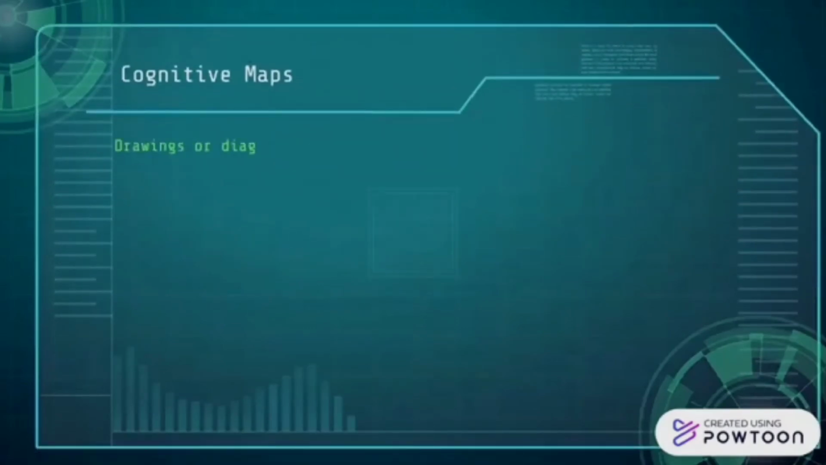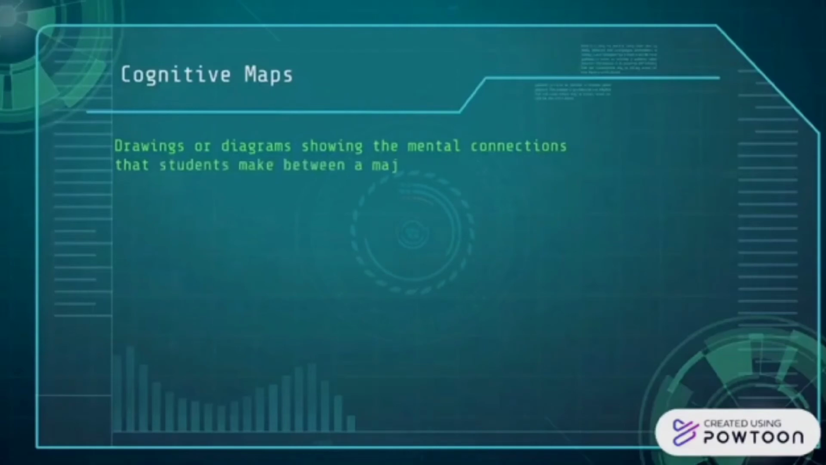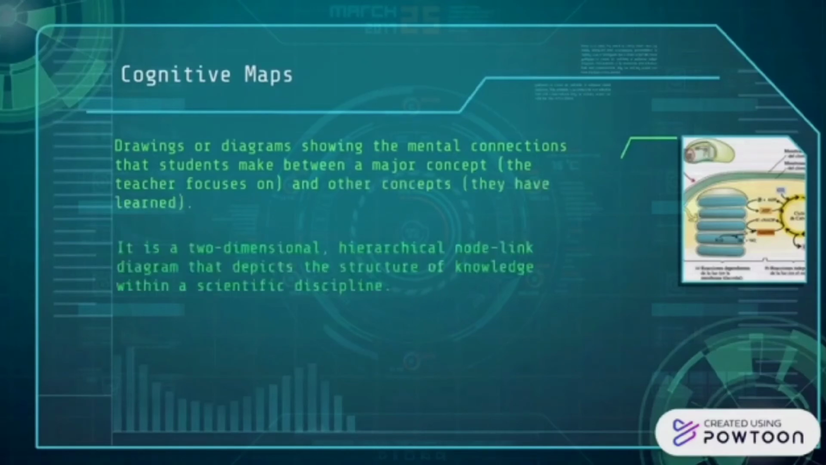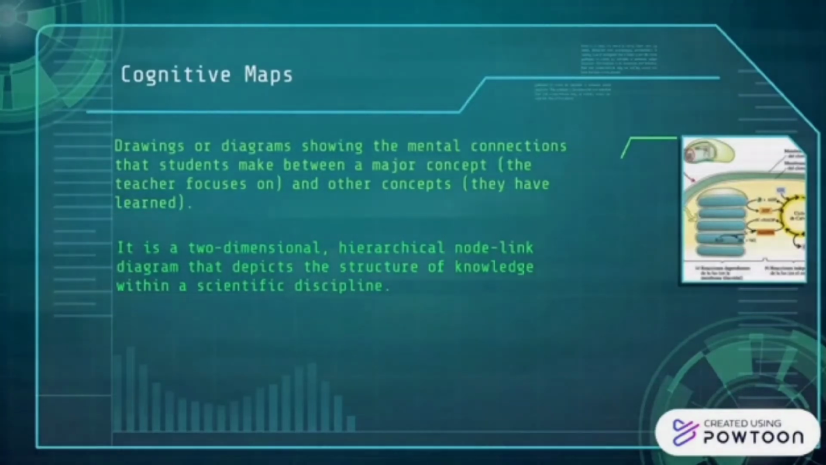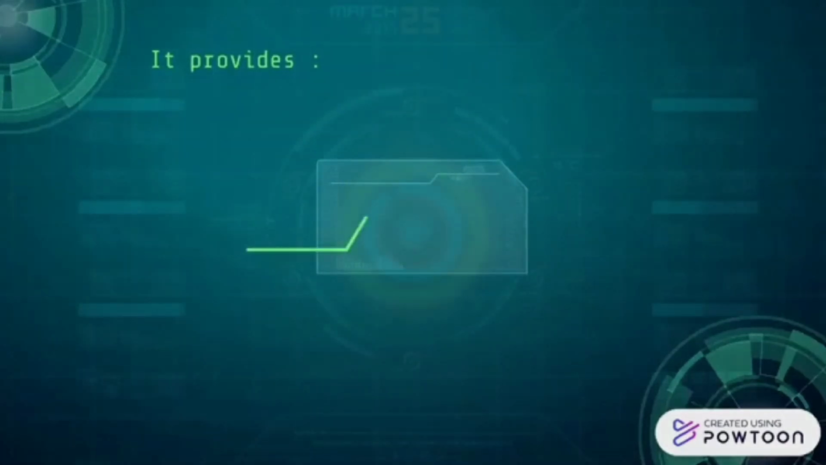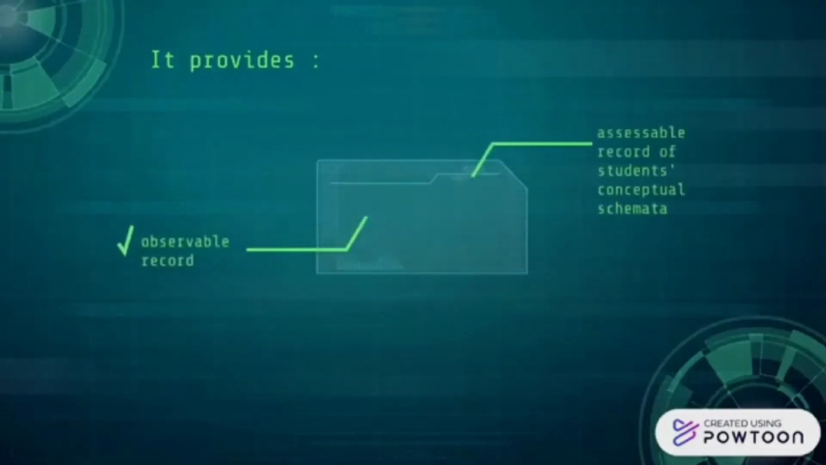Cognitive maps are drawings or diagrams showing the mental connections that students make between a major concept the teacher focuses on and other concepts they have to learn. It is a two-dimensional hierarchical node-link diagram that depicts the structures of knowledge within a scientific discipline. It provides an observable and accessible record of students' conceptual schemata.